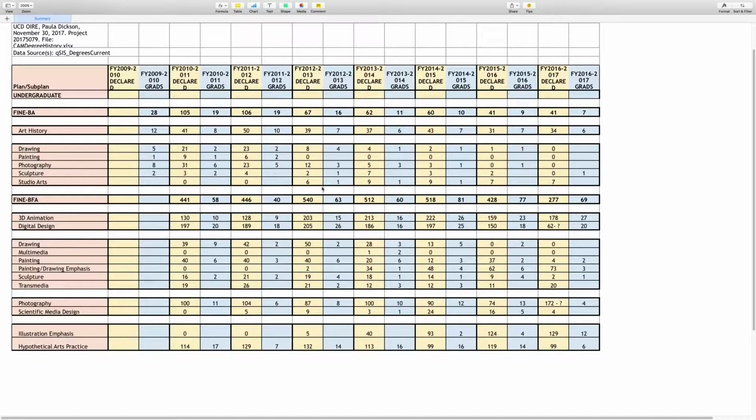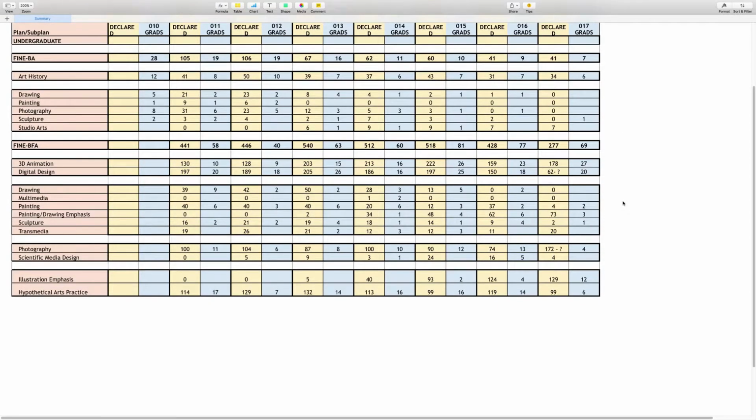The first thing, my apologies to the art historians. I think all of this is really focused on what we're doing on the BFA side of things. But I did take the BA and just isolated it here so we could look at the art history numbers across the board. And I isolated these BAs because, looking at these numbers, I'm assuming this is all going away, right? And that's being phased out. All right, so let's go into the BFA.